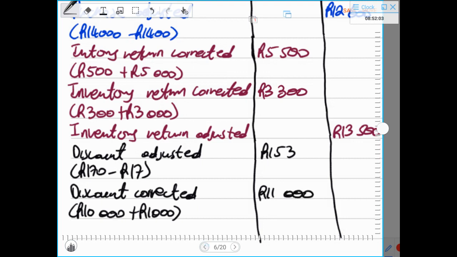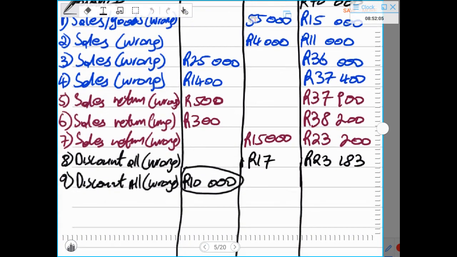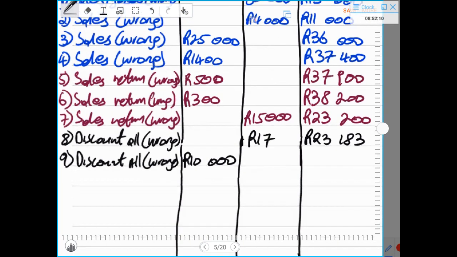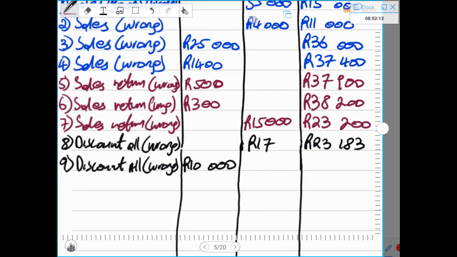Now we have taken that into consideration. Remember, once again, in the statement they would have cancelled this. When they do cancel, they will cancel this on the credit side.